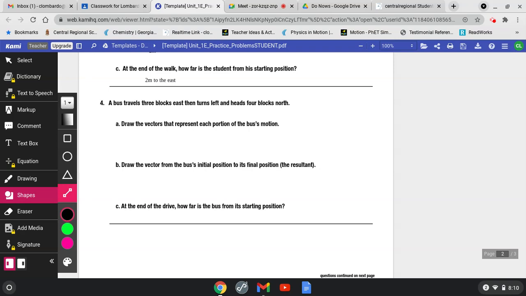So then what we have to do is we're going to wind up using that equation for the Pythagorean theorem. So, right, let's see, we got 3 east and then 4 north. 3 east, and then from there we go 4 north. It's an ugly picture. I apologize.